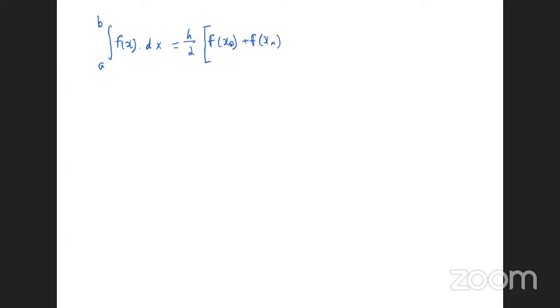I just want to write this a little bit better. f0 plus a half of everything else, that'll be f1 plus f2 all the way until f of x(n minus 1). So that's technically what your formula will look like.